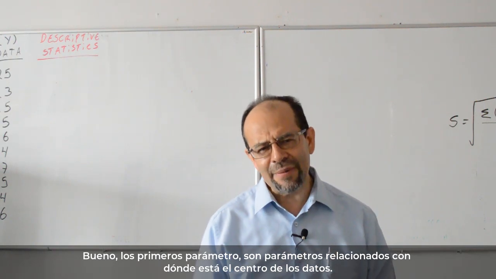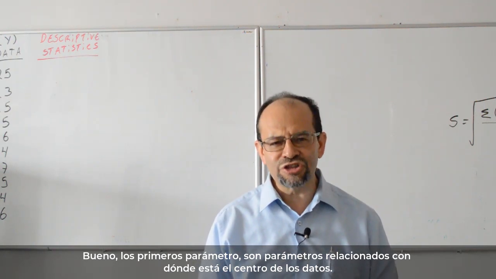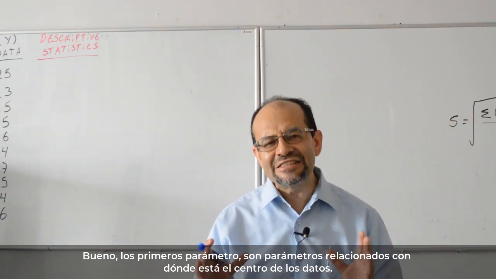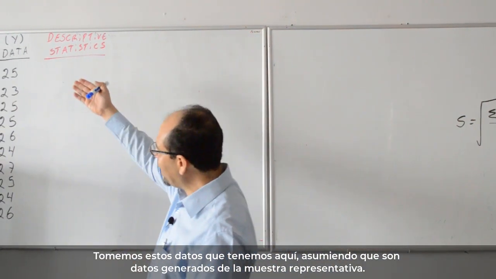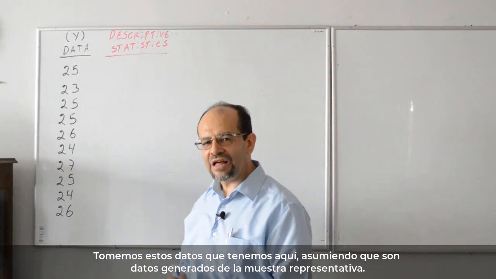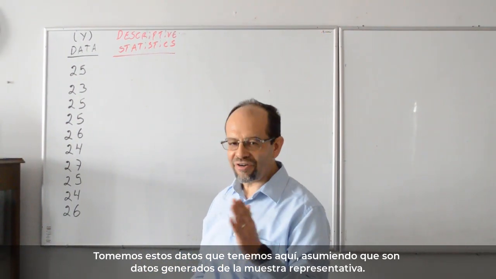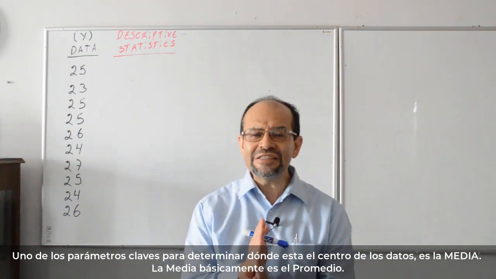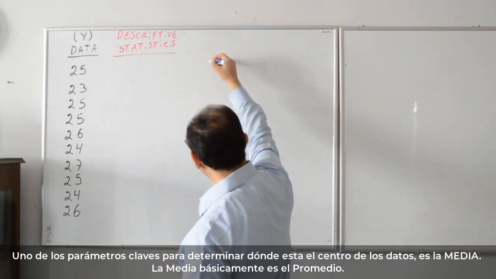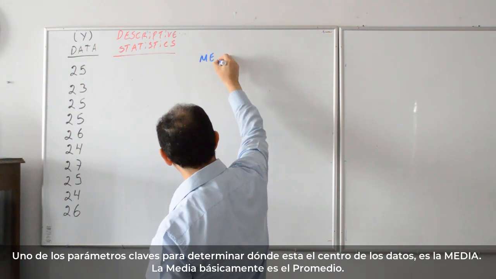So the first parameters are related to the center. Where is the center of the data? So let's take these values that we are having here, assuming that those are related to a representative sample. And then one of the key parameters to determine where is the center of the data, where is the center of the values, is the mean. Mean basically is equal to the average.